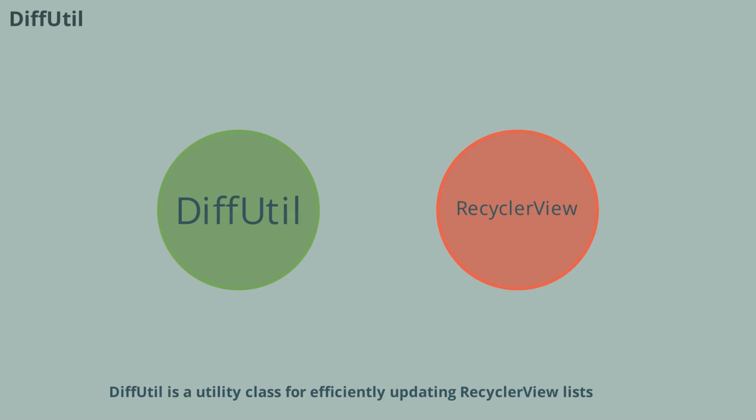DiffUtil is a utility class for efficiently updating RecyclerView lists. It calculates the difference between old and new lists, minimizing UI updates and improving performance. DiffUtil is especially useful for dynamic content and real-time feeds.